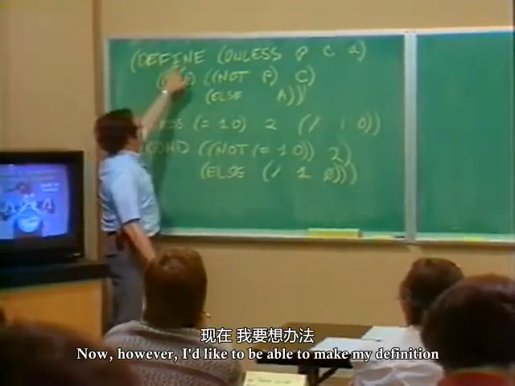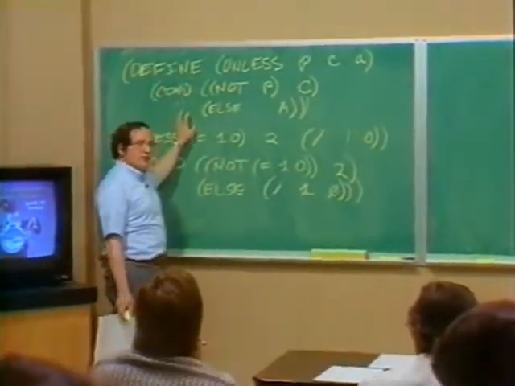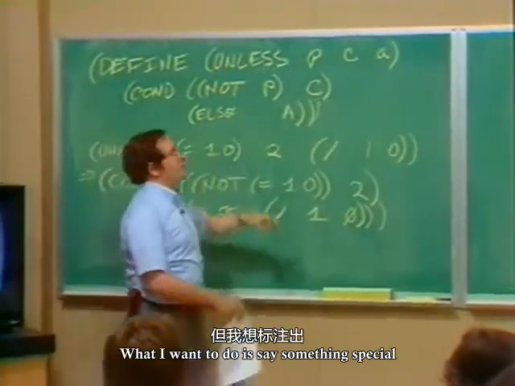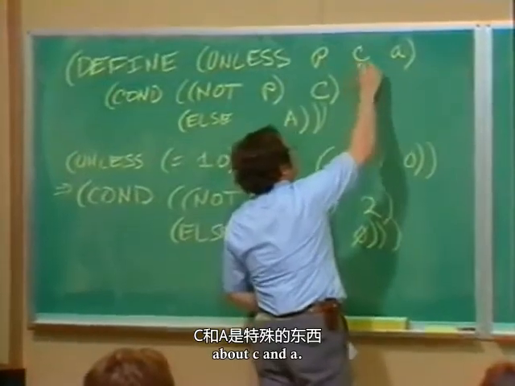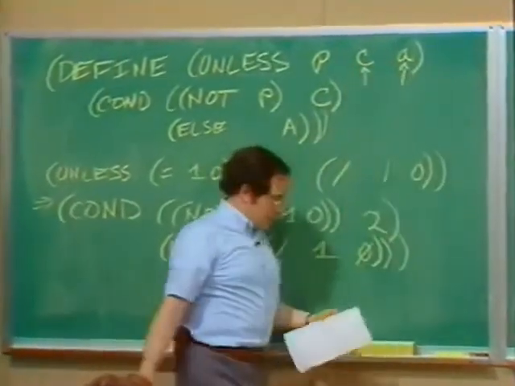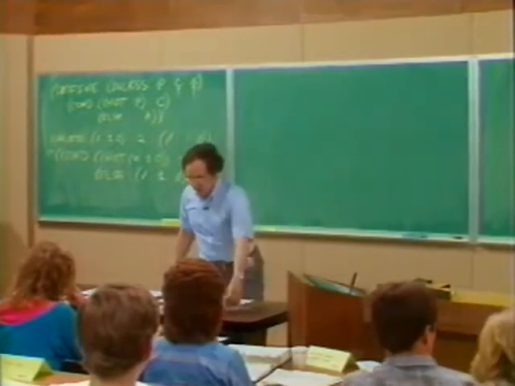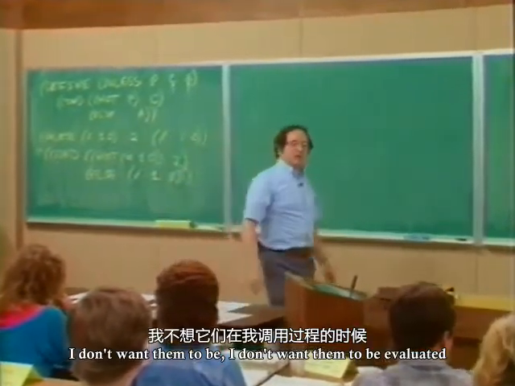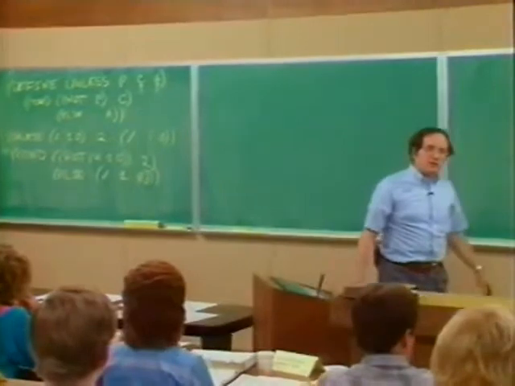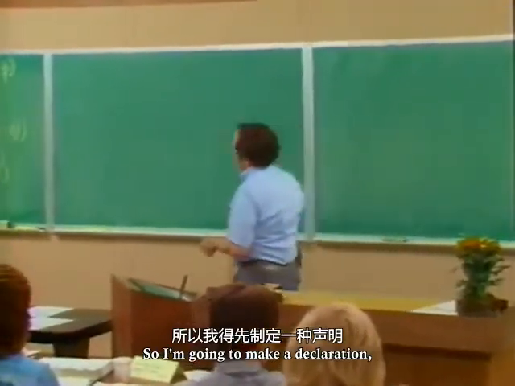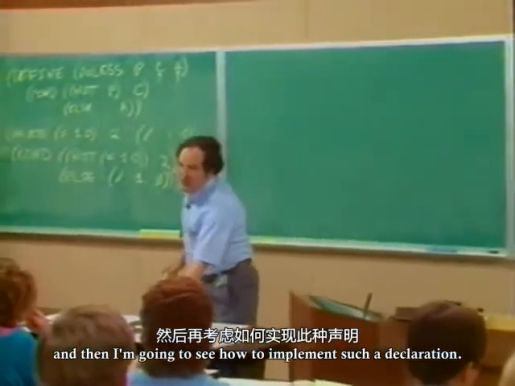Now, however, I'd like to be able to make my definition so that this kind of thing works. What I want to do is say something special about C and A. I want them to be delayed automatically. I don't want them to be evaluated at the time I call. So I'm going to make a declaration, and then I'm going to see how to implement such a declaration.